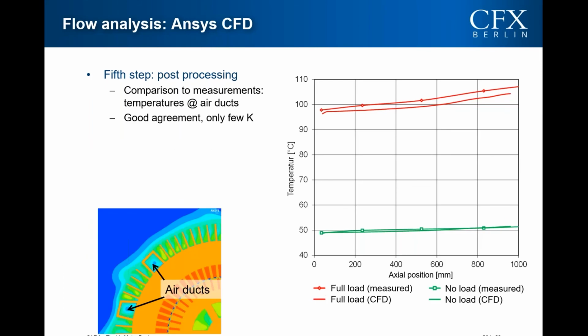Another measurement aimed at the air ducts in the casing. You can see them here. You can see that the calculated temperatures only differ from the measured values within some few kelvins. It shows that CFD calculations can help to understand the flow inside the machine, and that they can also be used to quantify the cooling performance.